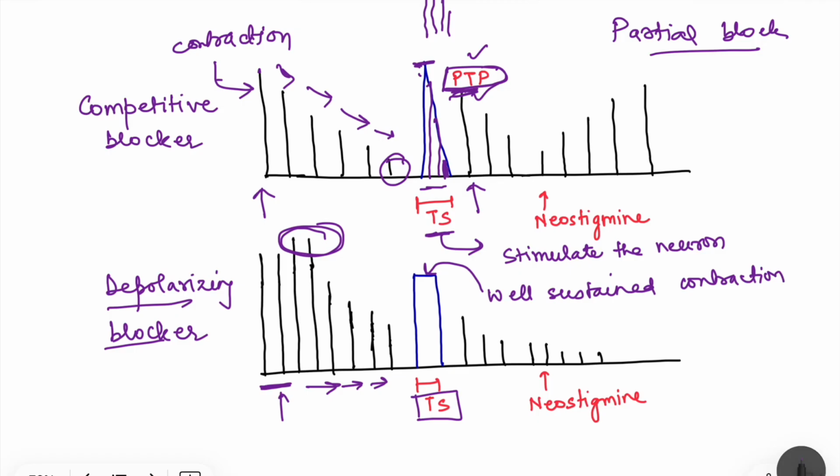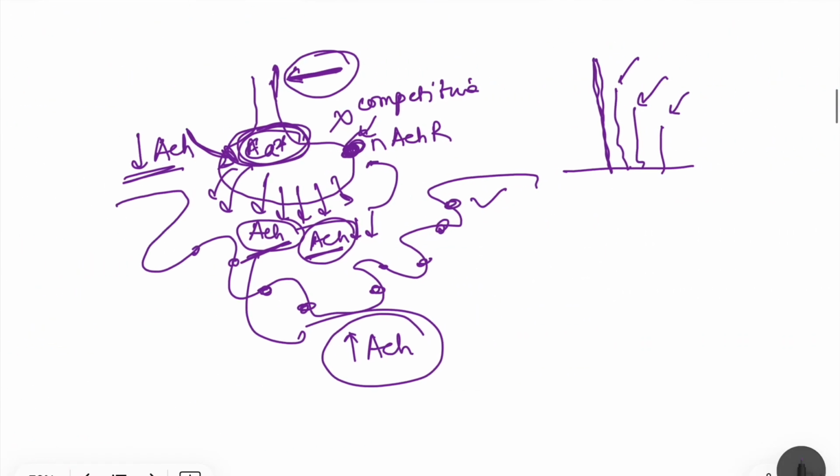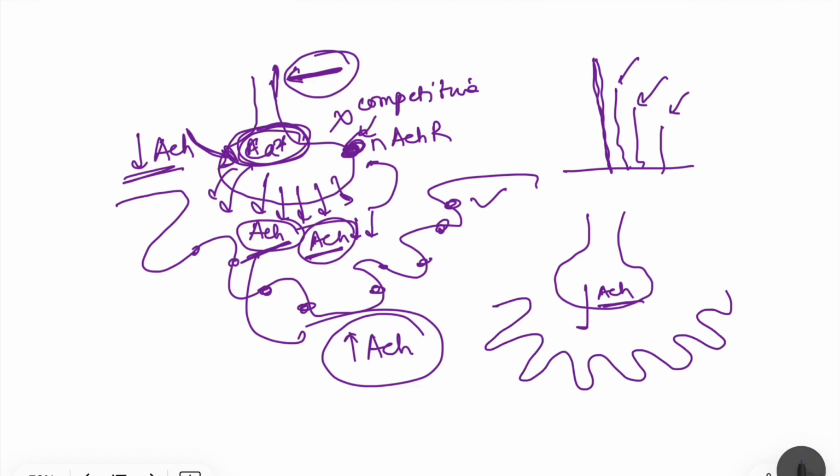See, when we give depolarizing blocker, and again tetanic stimuli, what is going to happen? It is going to release a lot of acetylcholine, and the receptors, whatever are there, are being stimulated by our depolarizing blockers. They are not just sitting there, they are stimulating. So this acetylcholine is also sitting there, and there is depolarization. That's all.